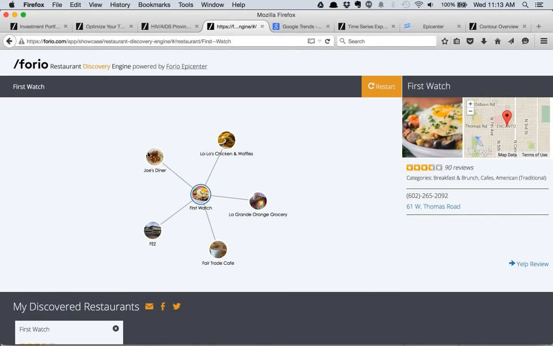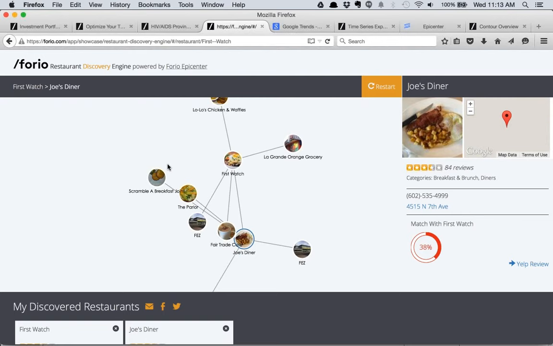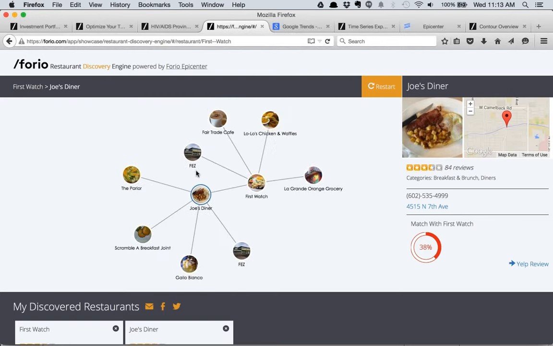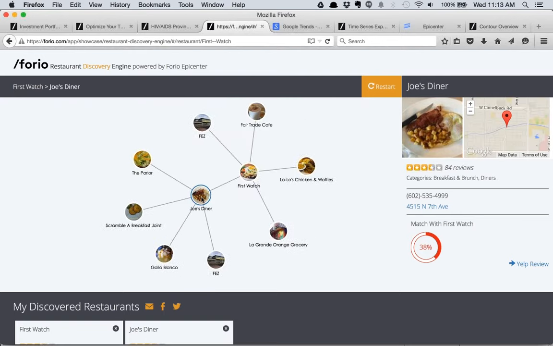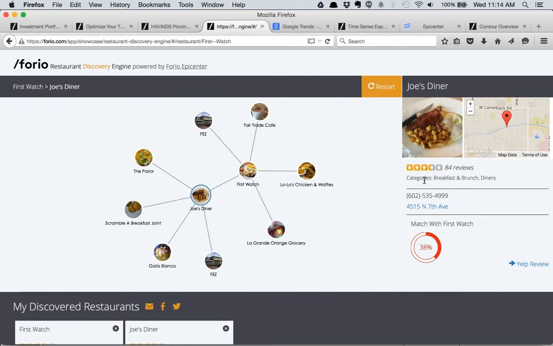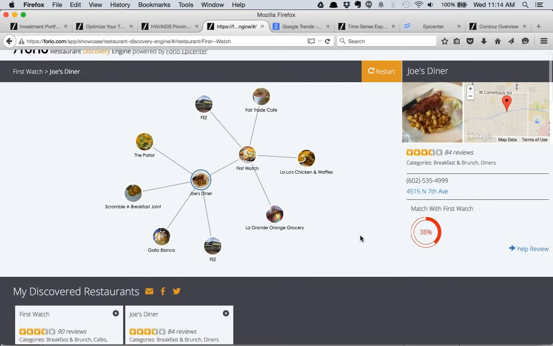So it's not about finding the best within a category, but more about saying, well, this is the kind of thing I like, and what are other things that are like it that I might also like that I can discover. And so if I click here and say, well, I like First Watch, maybe I'm also interested in Joe's Diner. And I can click on Joe's Diner here and then see something about Joe's Diner and how closely it matches with First Watch.